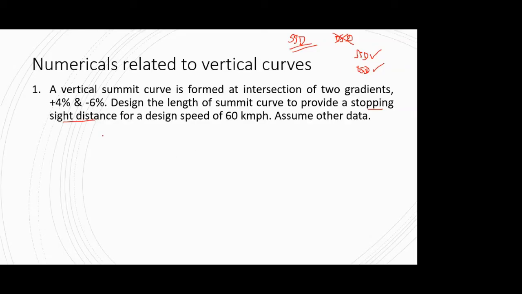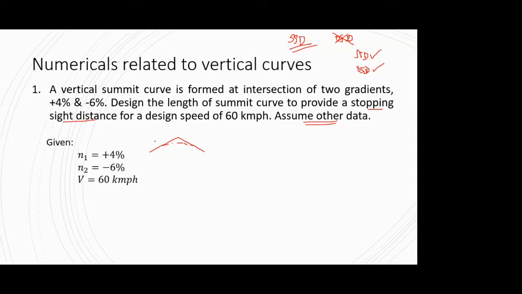The next thing they have given is the design speed, that is 60 kmph, and whatever other data you require, you can assume. Again, by assuming, we know it's not just a random assumption; we have to take some standard values. Starting with the given, they have given the gradients. N1 is 4% because it's a summit curve, so you have an up gradient followed by a down gradient, and then you have a summit curve in between. So N1 is 4%, N2 is minus 6%, and design speed is 60 kmph.